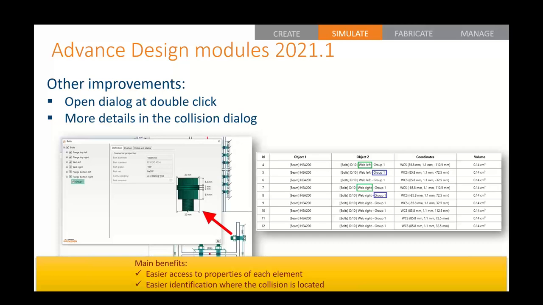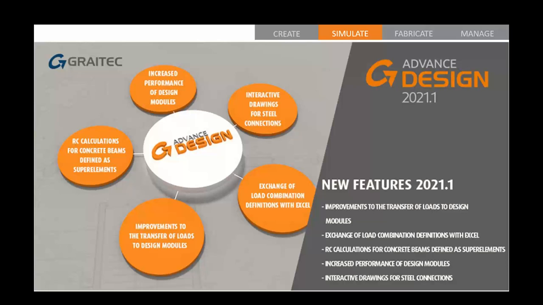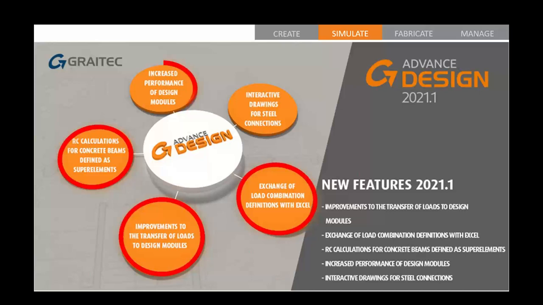Okay, of course, that's all when it comes to the presentation of improvements. This is a summary slide, with 5 selected improvements of new functionalities in update 1 to the Advanced Design 21 version. I have shown details earlier, so just quickly: the first is the possibility to transfer load combinations to design modules. The second is the possibility to edit load combinations by using Excel. Third is the possibility for design of concrete super elements. The next is my favorite, increased performance of working of design modules. And the last, the interactive drawings for steel connections.